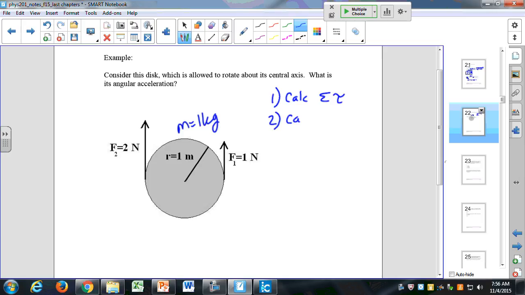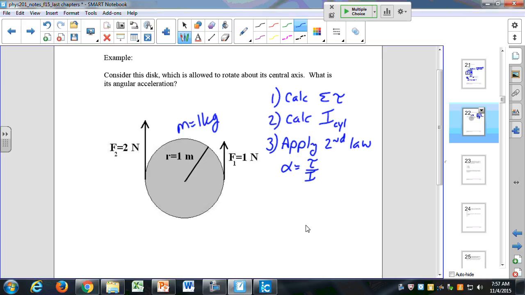Our next step will be to calculate the moment of inertia. The moment of inertia we'll be able to find. It's a disk. We can just look on our table, and that's going to be the entry for a cylinder. Remember, a cylinder is a disk, so don't forget on your test that if you see a disk, it's really just a flat cylinder. So we'll calculate the moment of inertia for a cylinder, and then the third step will be to apply Newton's second law and calculate alpha. Alpha then will be torque over my moment of inertia.